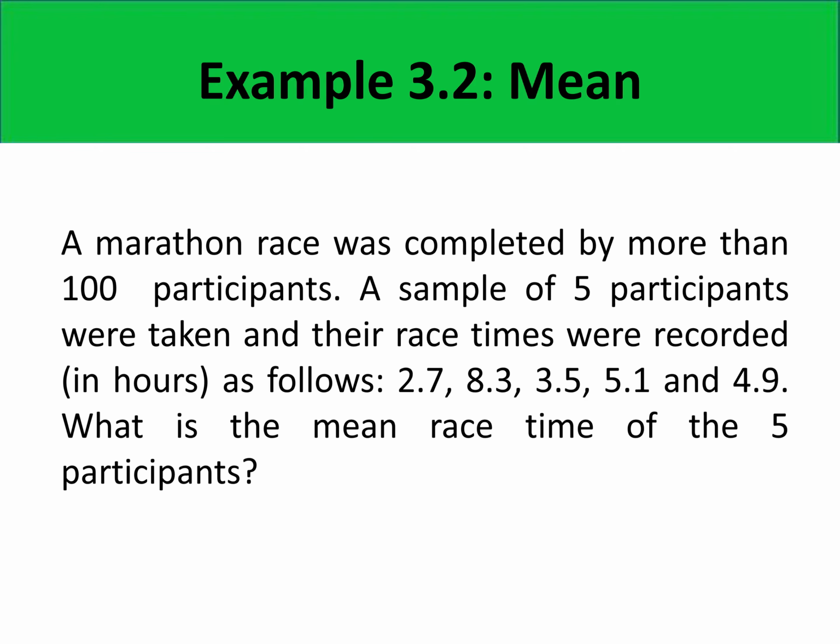Let us consider another example. A marathon race was completed by more than 100 participants. A sample of 5 participants were taken and the race times were recorded in hours as follows: 2.7, 8.3, 3.5, 5.1, and 4.9. What is the mean race time of the 5 participants? Since the dataset comes from the sample of 5 participants, the mean we are looking for is the sample mean. Hence, its symbol is x bar.